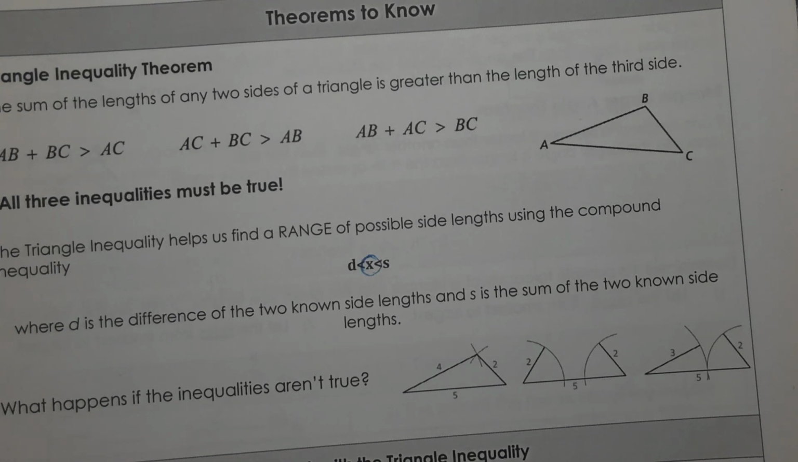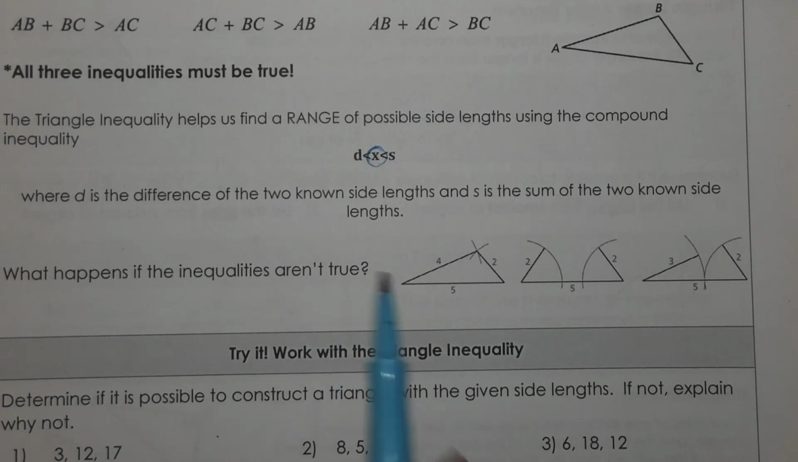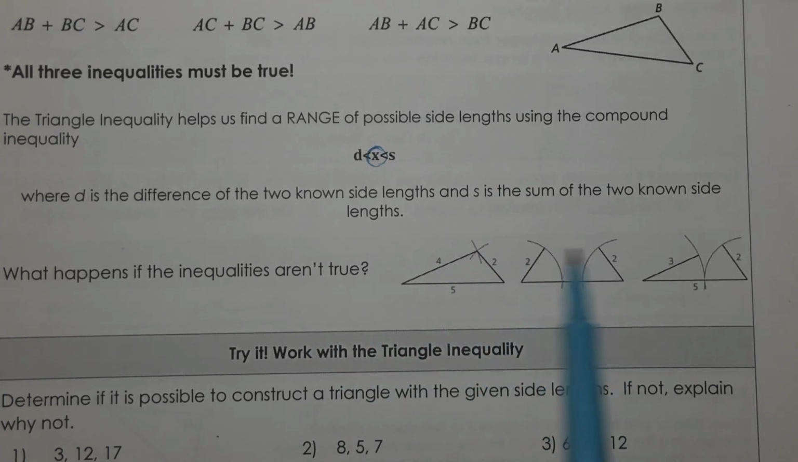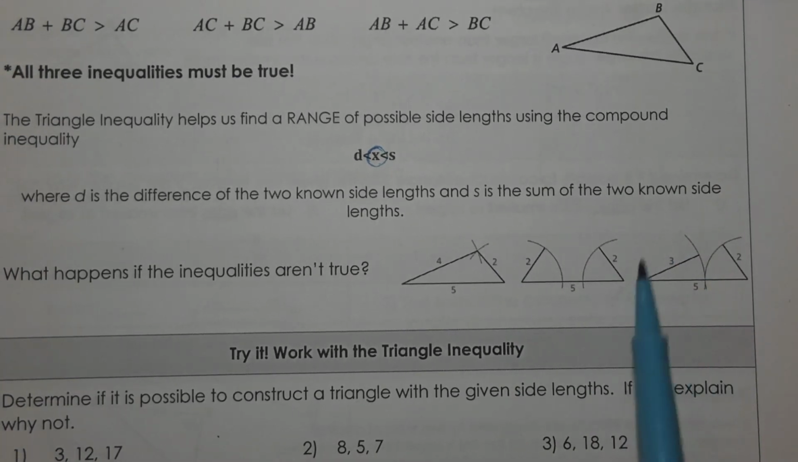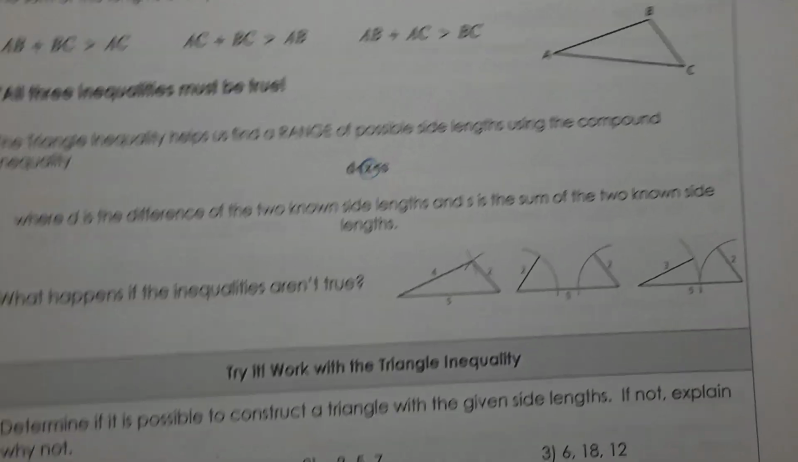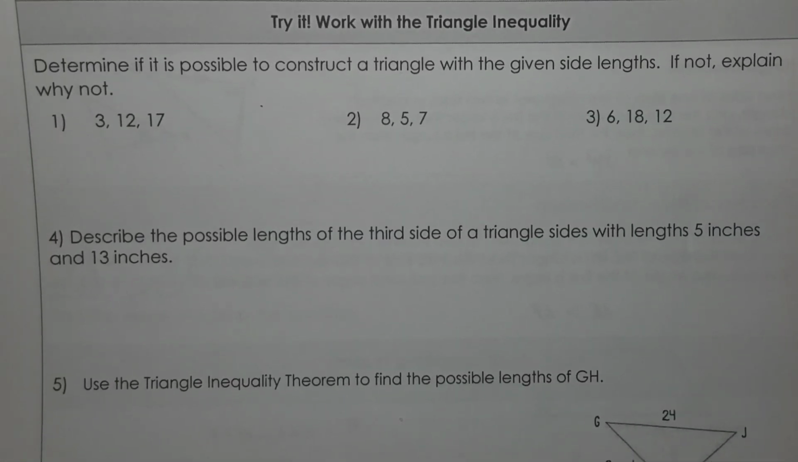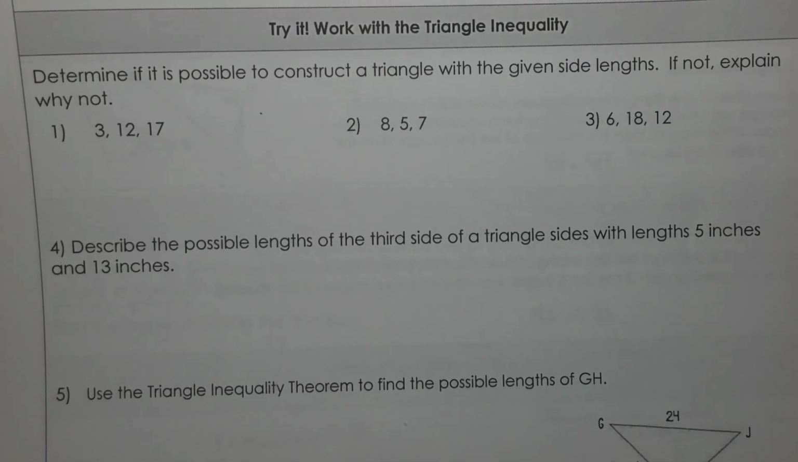Alright, so this is what you saw on the Desmos. If that's not working, then we get two sides that are overlapping, two sides that can't possibly touch, and then another version of them not touching here. Alright, so let's try it. It says, determine if it's possible to construct a triangle with the given side lengths. If not, explain why not.